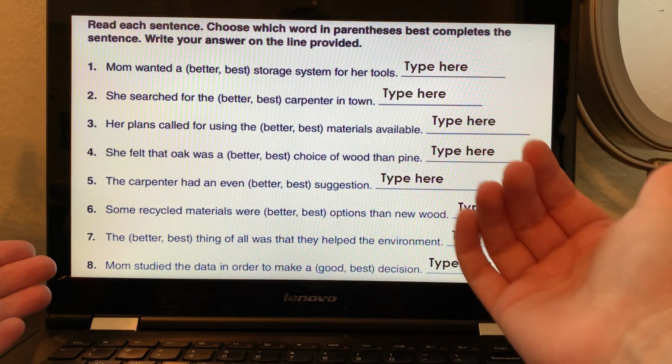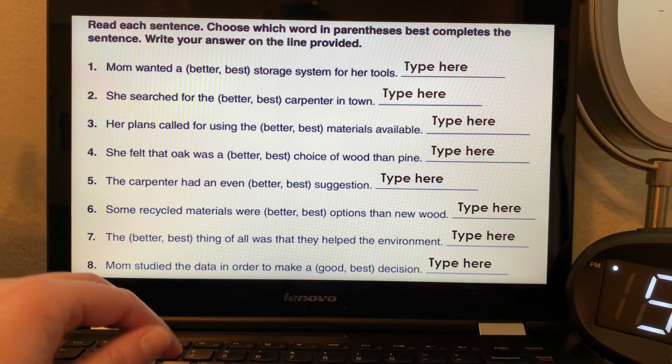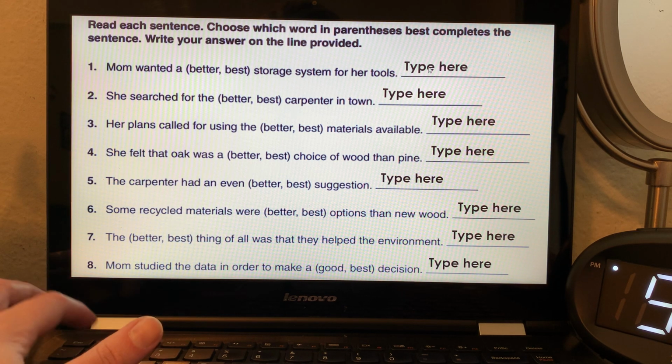She wants a better storage system for her tools. She wants something that's better than the one she already has. So we'd be comparing two. Oops, let me get out of here.